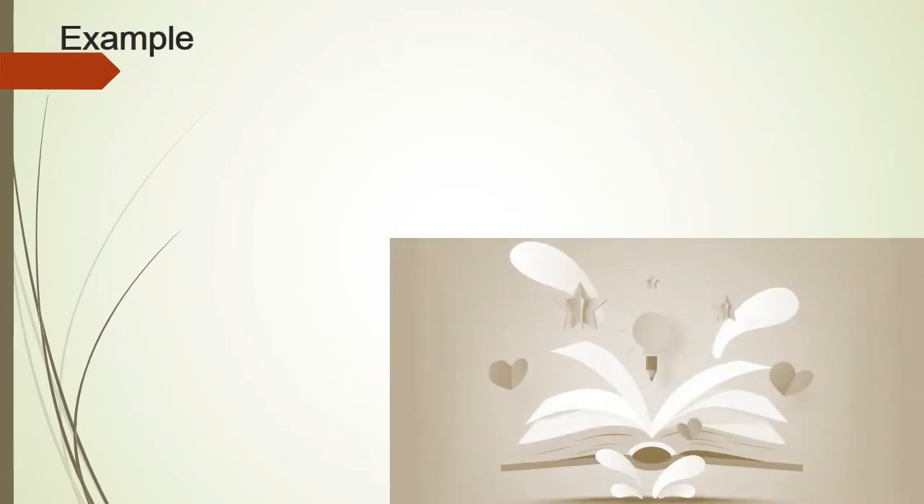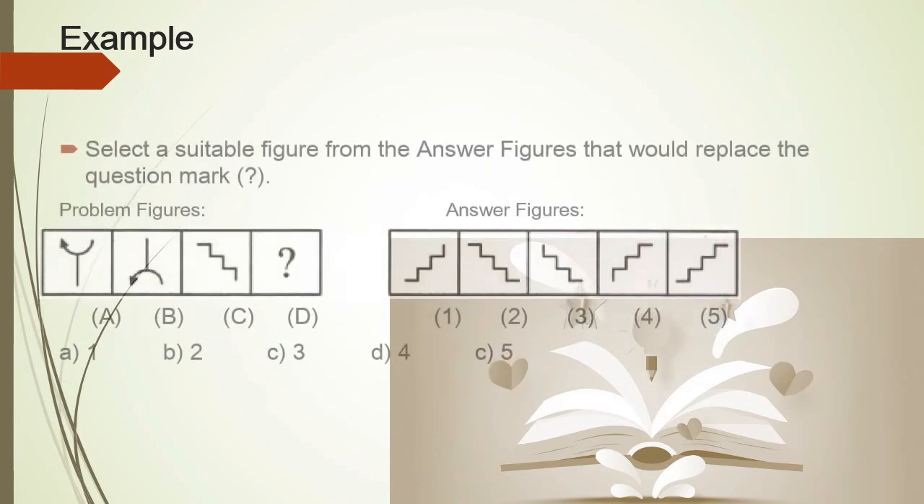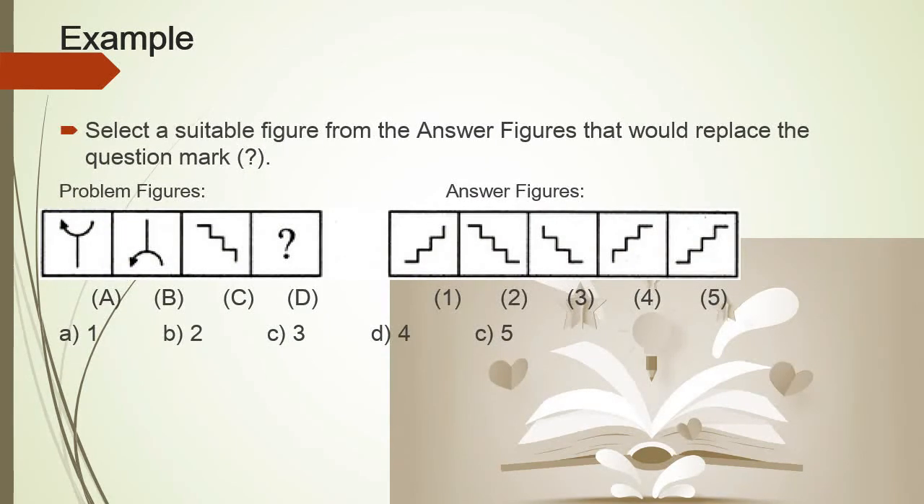Let us look into an example for picture analogies. The question is, select a suitable figure from the answer figures that will replace the question mark. Problem figures are given and answer figures are also given. I have to understand the first two problem figures, which are a pair, and accordingly identify the picture that would replace the question mark.